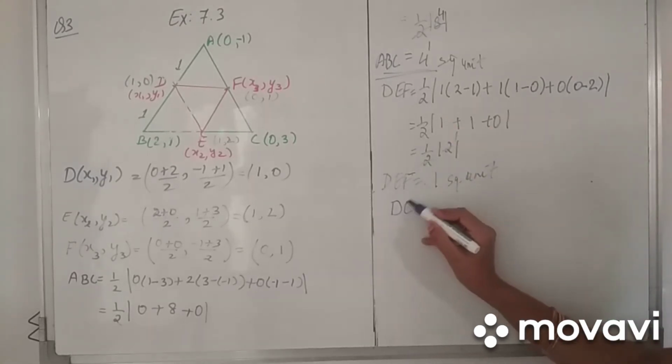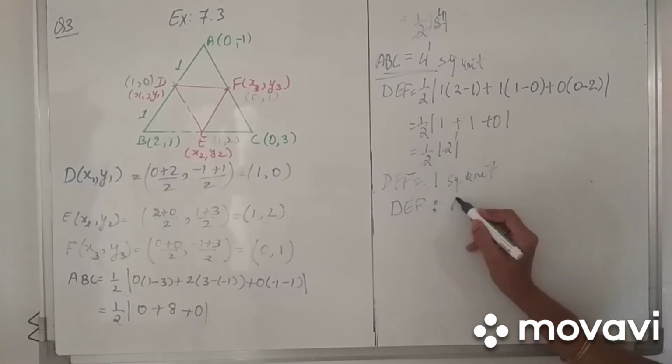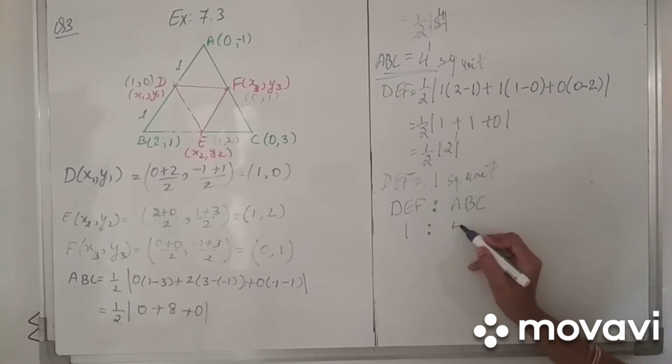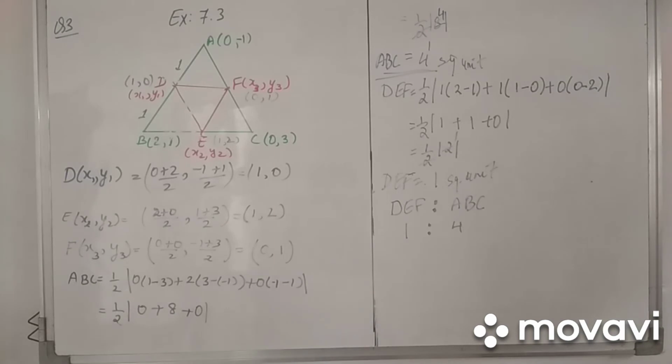Now we want to find the ratio of this triangle to the given triangle ABC. So DEF is to ABC, 1 and here it is 4. So the ratio is 1 is to 4, that is the answer.